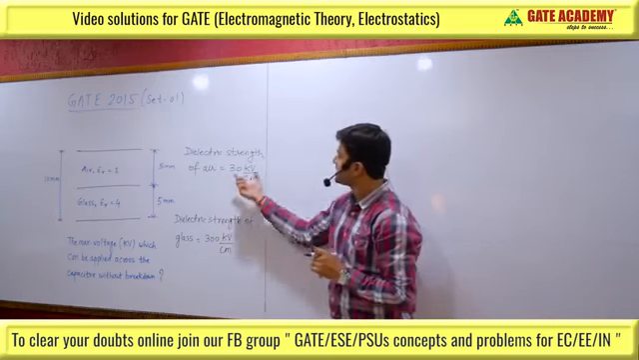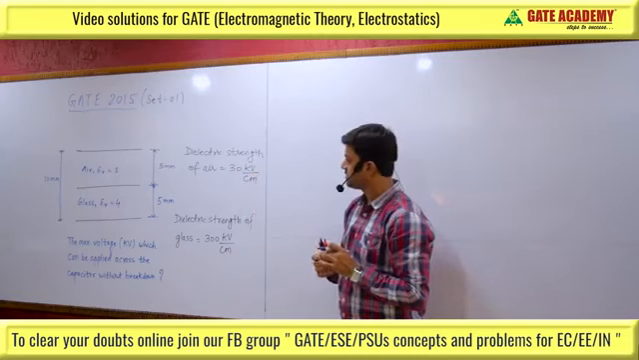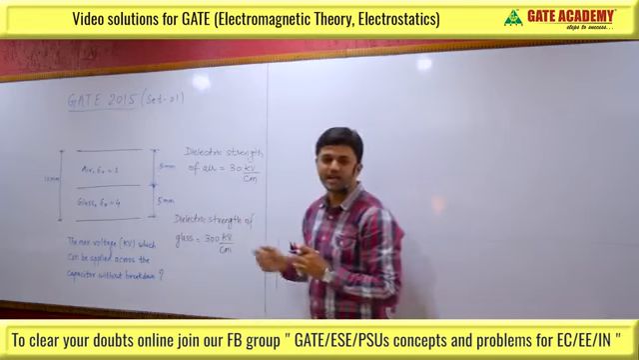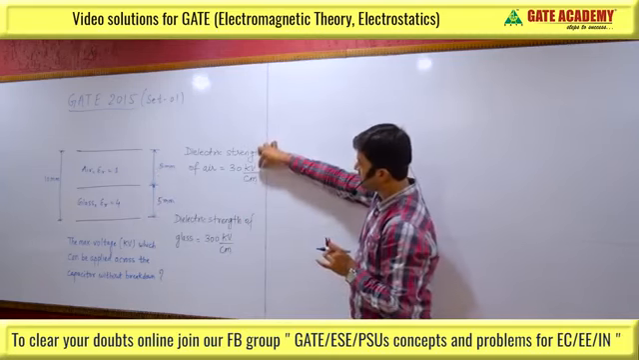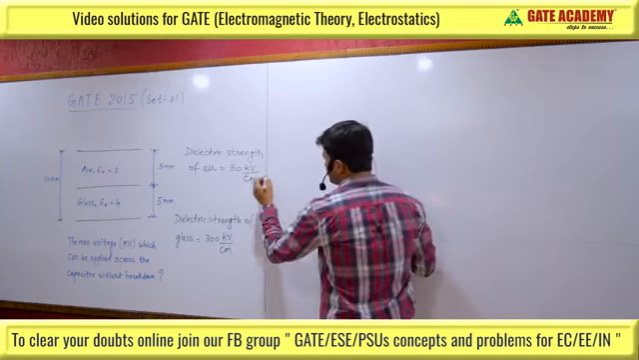Now dielectric strength of air. So the dielectric strength of air is given as 30 kilovolt per centimeter, and here the distance is given in mm. So we can convert this into mm, so the calculation will be easy.